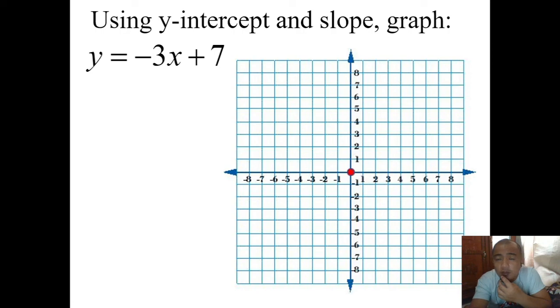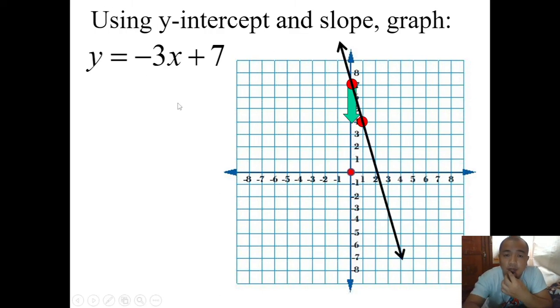Another, using the y-intercept and slope, graph y equals negative 3x plus 7. First, locate 7 on the y-axis. Then the slope is negative 3. So we can rise 3 and then run 1, because the slope is negative. If it's positive, rise 3 and 1 to the right. That's the run, and the rise is 3, so that the line will go in the left direction because the slope is negative 3.